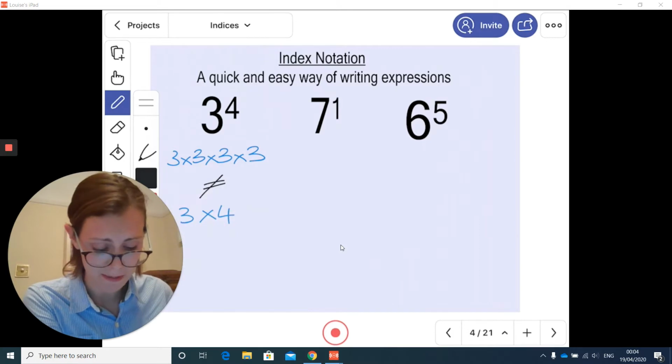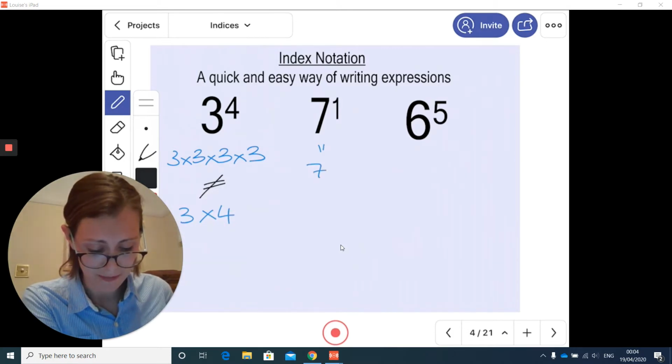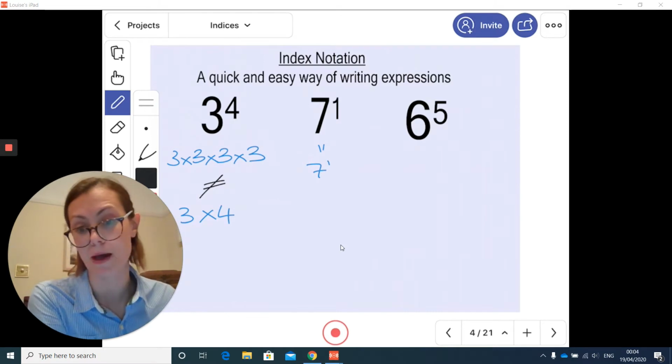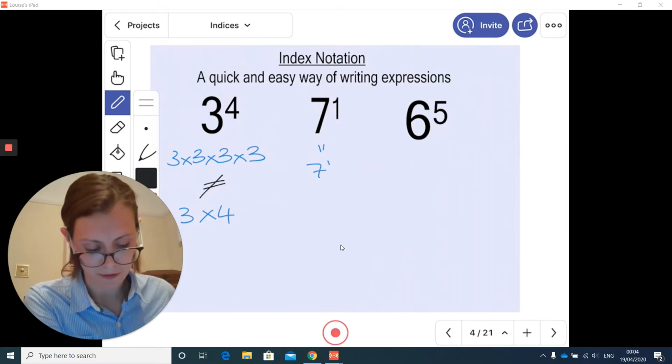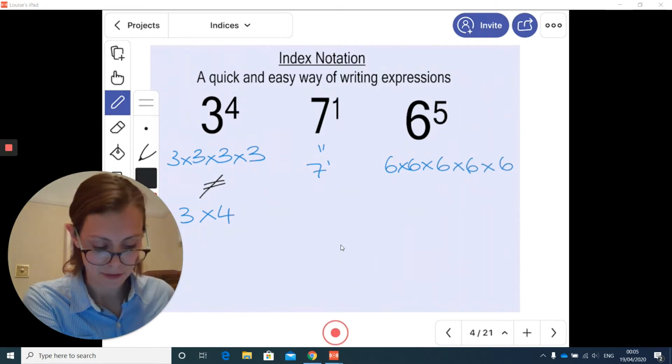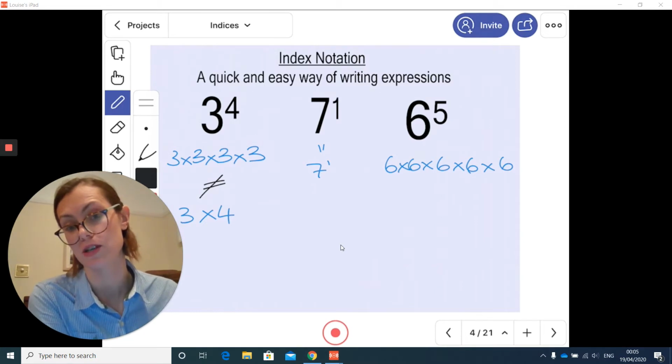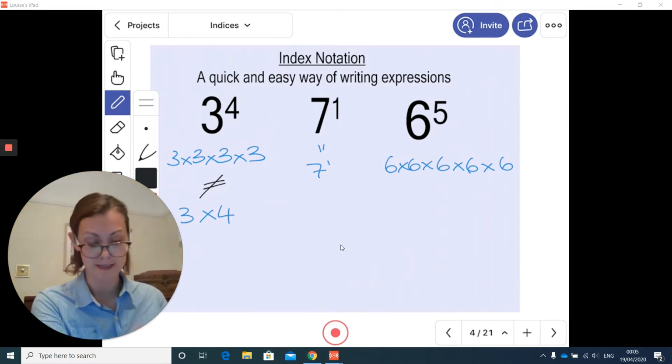Okay? Same here, 7 to the power 0. Just like we said, sometimes that is just written as 7. Okay? So if there's no power there, it means the power is 1. And 6 to the power 5, 6 times 6 times 6 times 6 times 6. I've got 5 6s there. A much, much, much bigger number than 6 times 5, which is 30. So really note the differences.